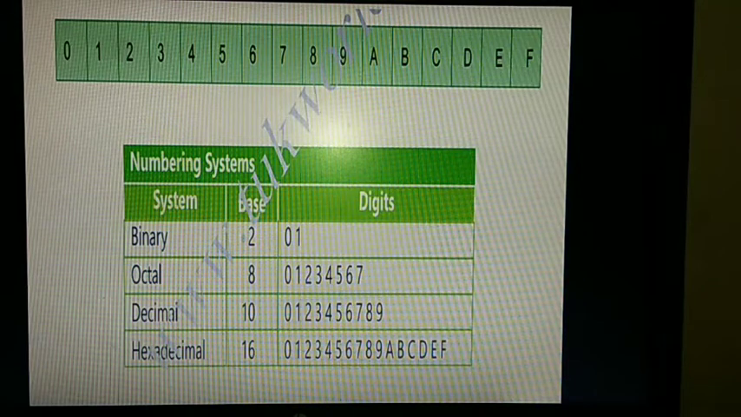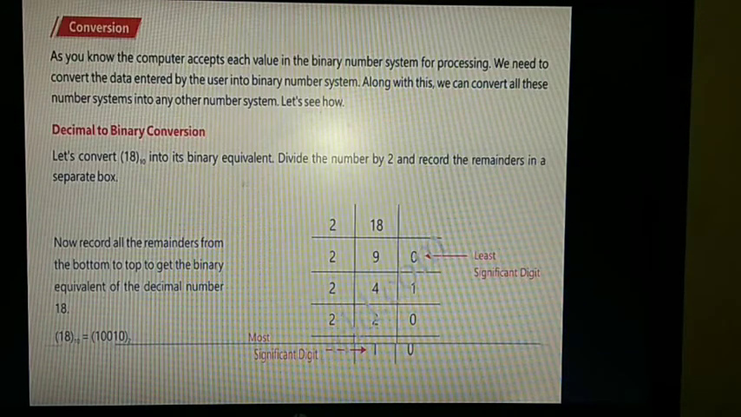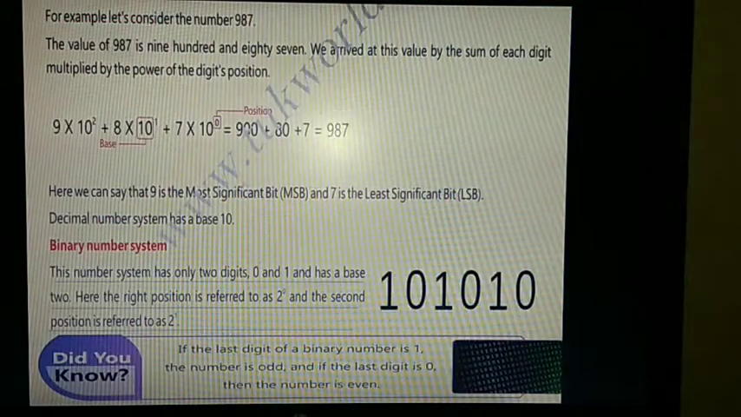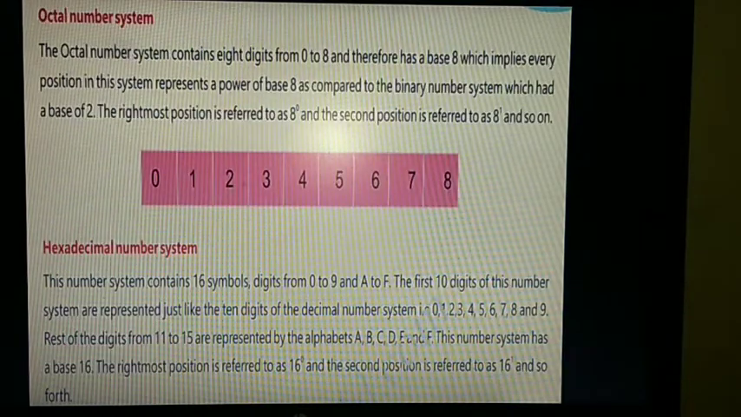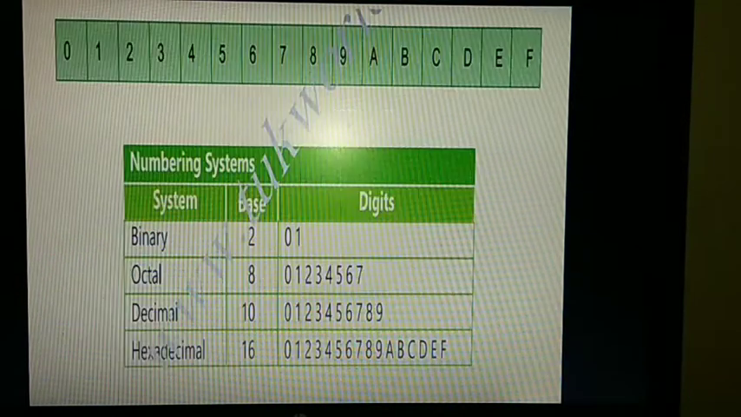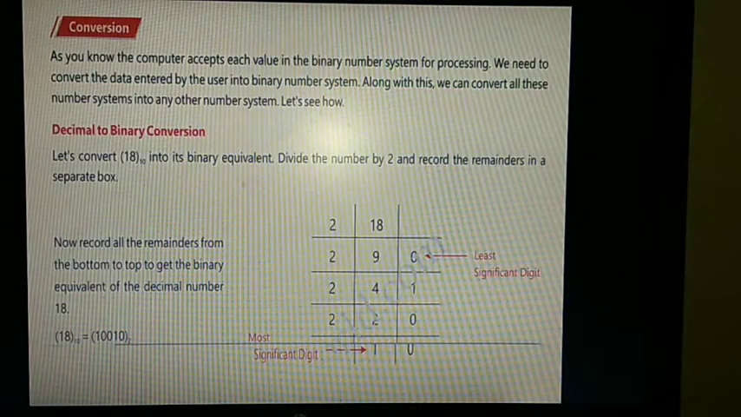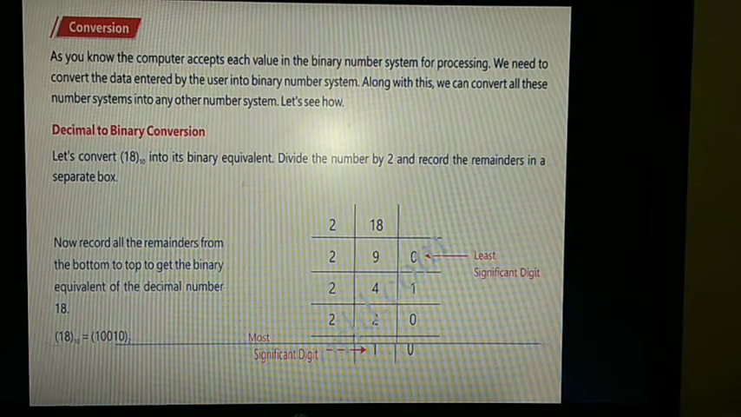So I'll just stop here. Conversion I will explain in my next lecture, so that it's easy for you to understand. I expect that all have understood the topic. I have explained binary in one video, octal in this video, and hexadecimal in this video. Till the next video, thank you. I'll continue with my conversion part.